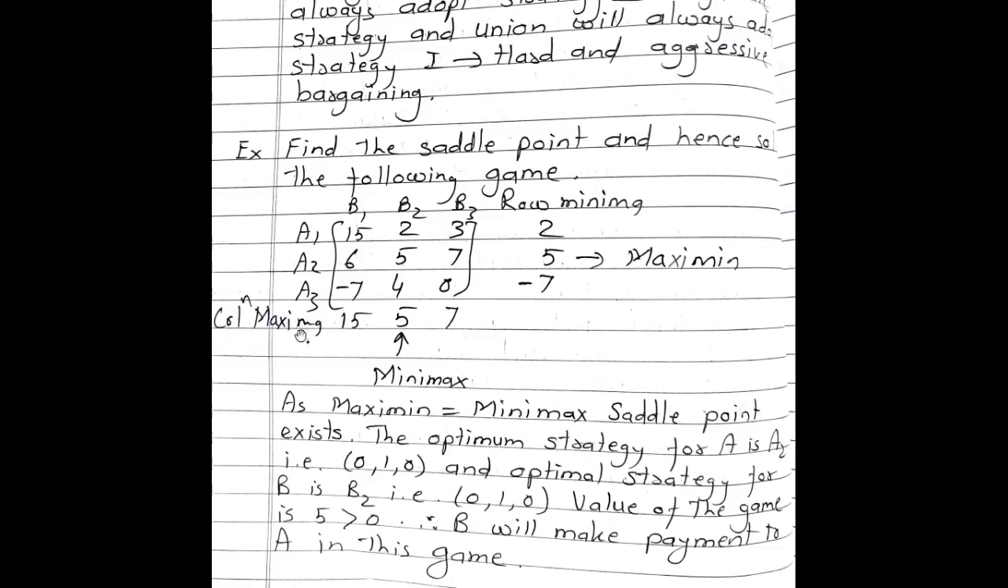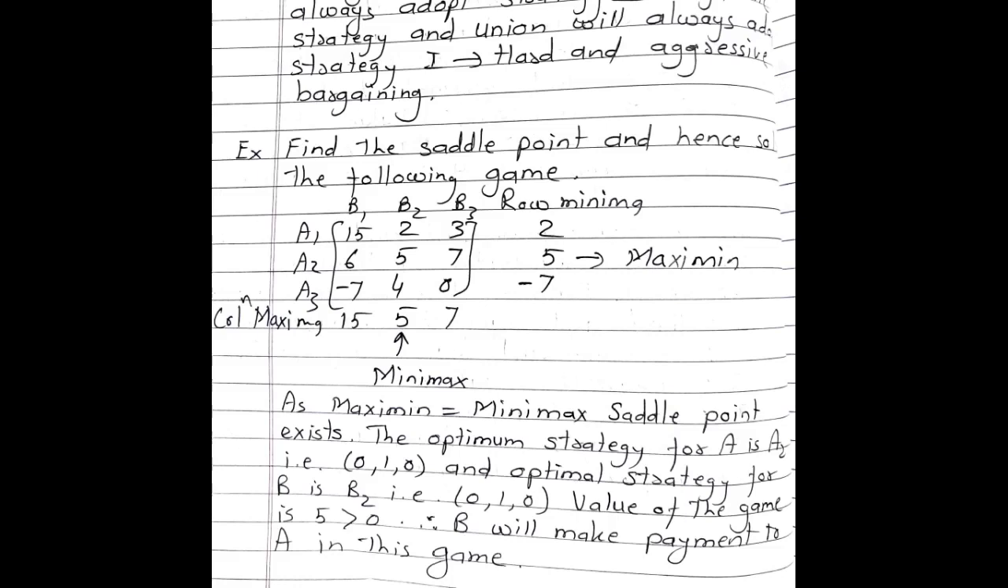Then go for column maxima. 15, 6, -7, maximum value is 15. 2, 5, 4, maximum value is 5. 3, 7, 0, maximum value is 7. So amongst these maximum values, pick up the minimum value. So 5 becomes minimum value. We call this value as minimax. So put an arrow, call the value as minimax. So 5 is minimax and 5 is maximin. Therefore, as maximin is equal to minimax, saddle point exists.